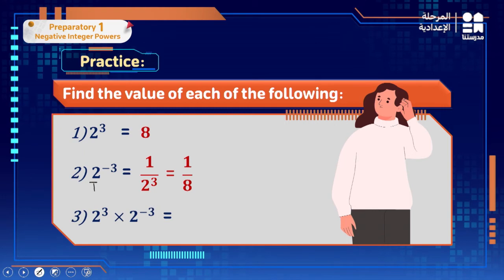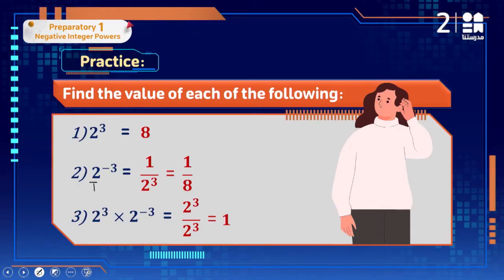Number 3, 2 to the power of 3 times 2 to the power of negative 3. 2 to the power of 3, we are going to keep it as it is, but 2 to the power of negative 3, we are going to change the position of it. So it is 1 over 2 to the power of 3. And no need to write 1, so we are going to write it immediately at the denominator. And any number over itself equals 1. 2 to the power of 3 over itself is 1. Or we can write it as 2 to the power of 3 minus 3, which is 2 to the power of 0 equals 1.